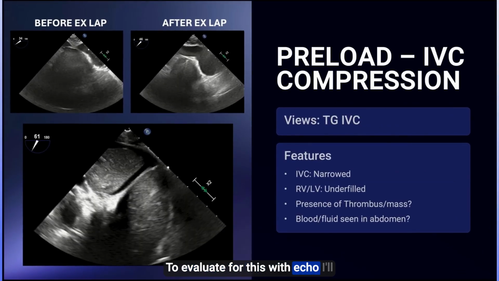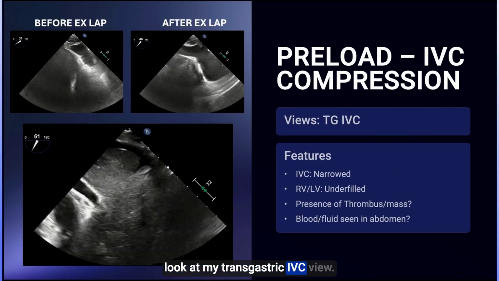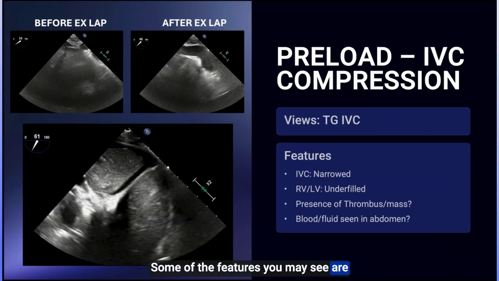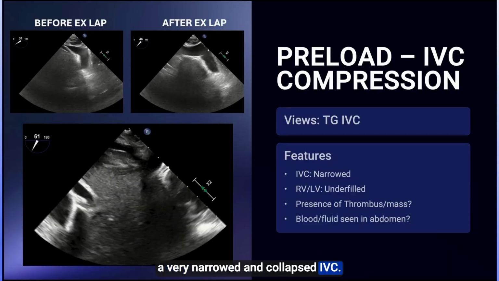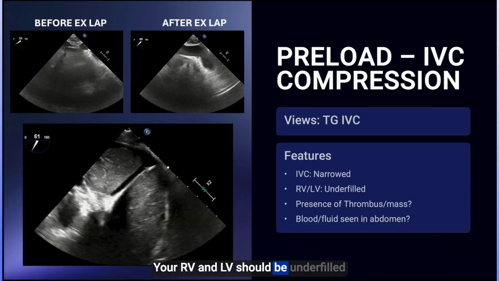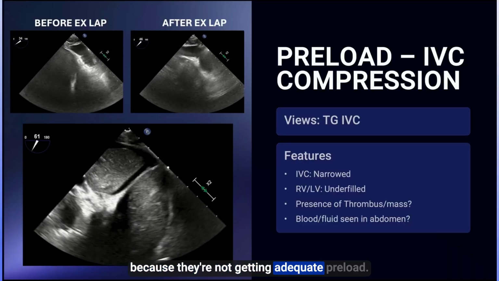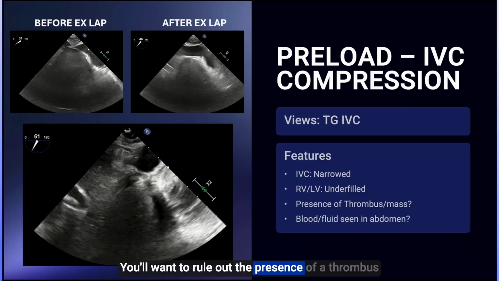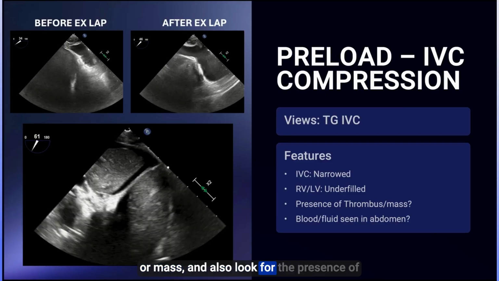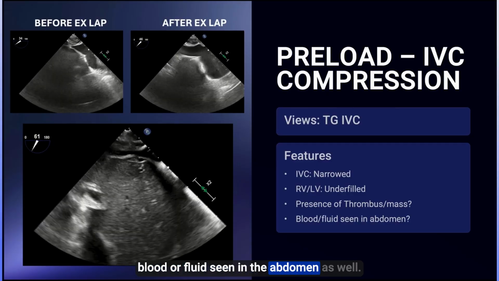To evaluate for this with echo, I'll look at my transgastric IVC view. Some of the features you may see are a very narrowed and collapsed IVC. Your RV and LV should be underfilled because they're not getting adequate preload. You'll want to rule out the presence of a thrombus or mass and also look for the presence of blood or fluid seen in the abdomen as well.